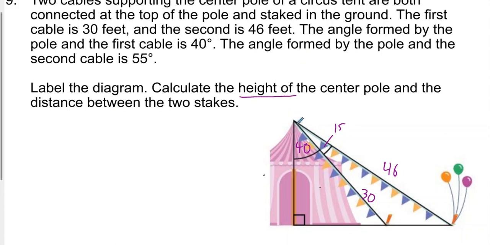So my reference angle is up here. This side would be my adjacent side, and this would be my opposite side if I'm up here. I have to find the distance between them, so I'm going to find this side. I'm going to say the sine of 40 degrees equals opposite over hypotenuse 30. I want to get opposite by itself, so I'm going to multiply each side by 30.